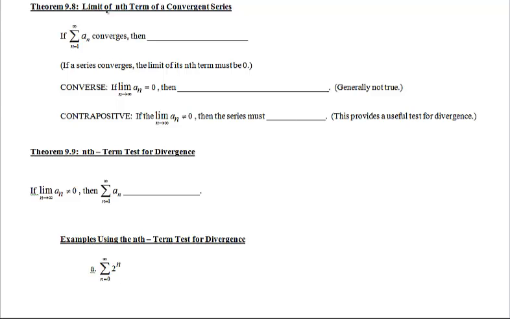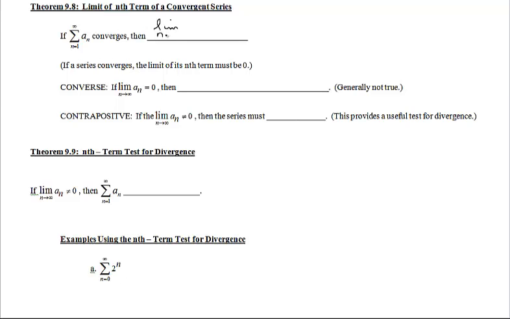Theorem 9.8, the limit of the nth term of a convergent series. If the series does converge, levels off and approaches some sum, if it doesn't diverge to infinity. If that series does converge, then we know that the limit of the nth term is 0.